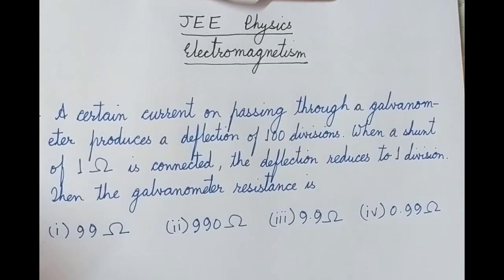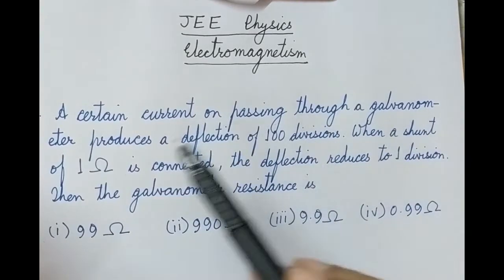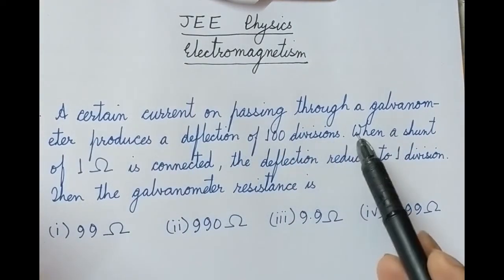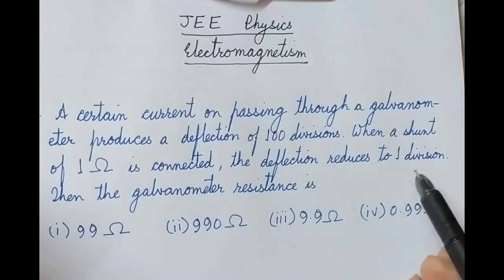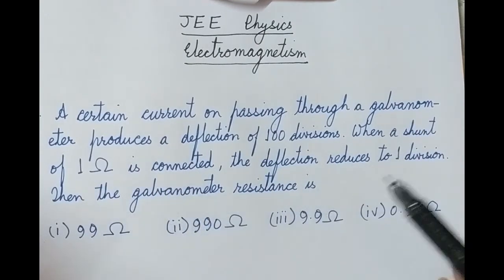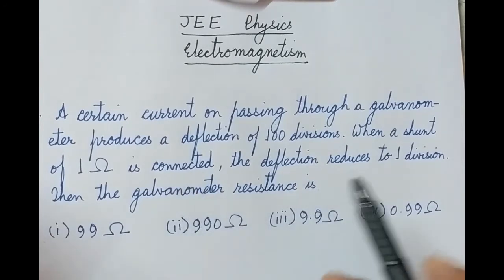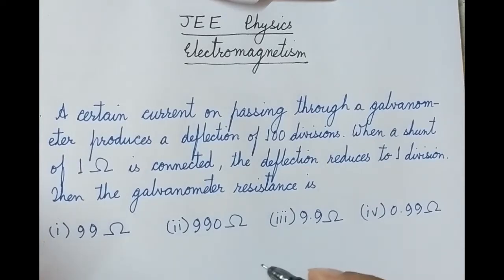So first question says that a certain current on passing through a galvanometer produces a deflection of 100 divisions. When a shunt of 1 ohm is connected, the deflection reduces to 1 division, then the galvanometer resistance is. So if the current is dropping in the galvanometer, then we can understand that the net shunt that you put in should be connected in parallel to the galvanometer.